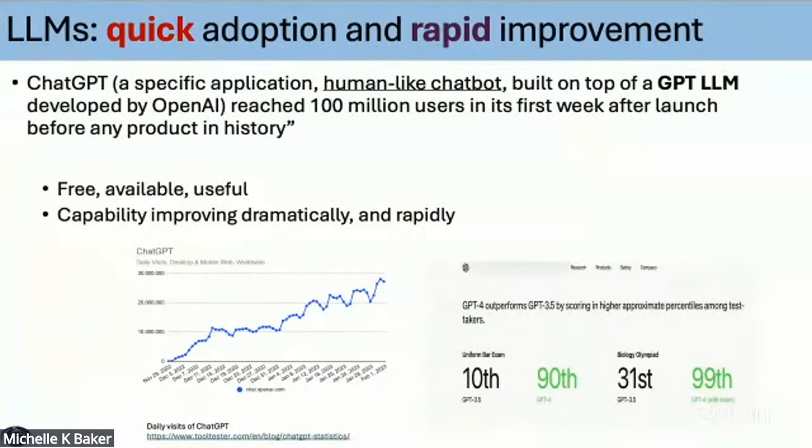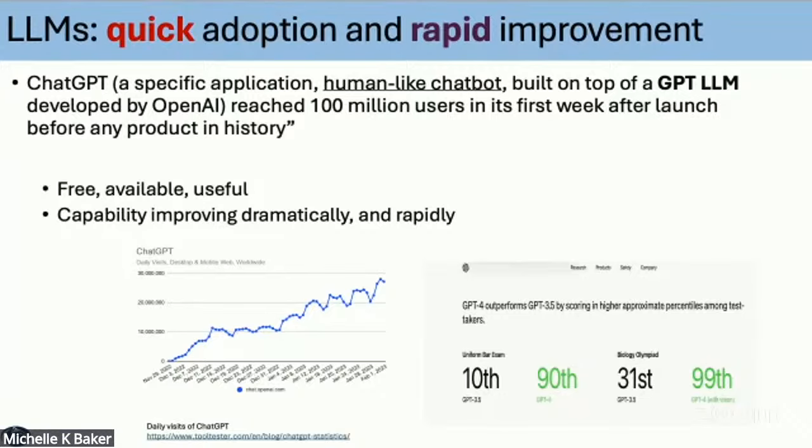And one thing that is really interesting about this technology as well is that it's different from previous general purpose technology revolutions in that there's been a rapid adoption. ChatGPT had 100 million users in its first week after launch. So people are using it all the time, these technologies, and it's improving rapidly.